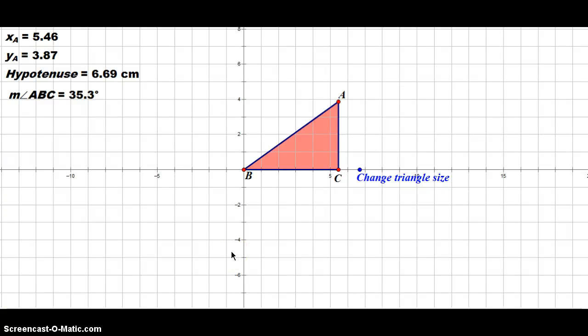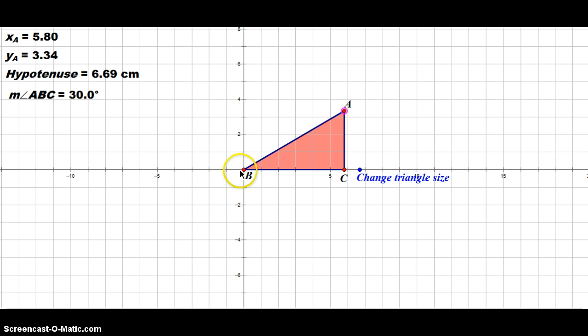We're going to go through the same process we just completed with sine, but this time try to connect it to the cosine ratio. First of all, we'll try to create our 30-degree angle again. So I'm moving point A until I reach 30 degrees. There we have it. What is the value of the adjacent over the hypotenuse?